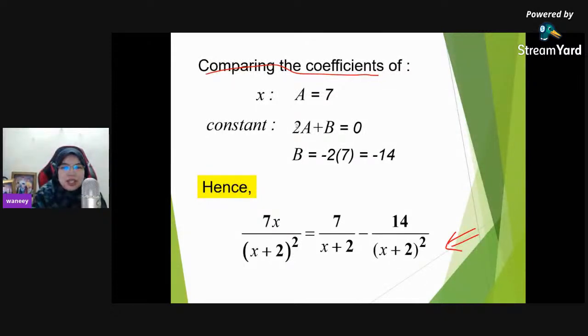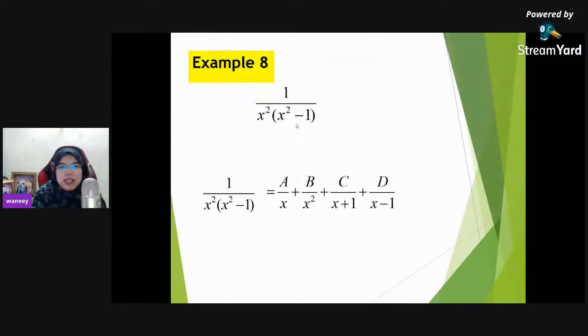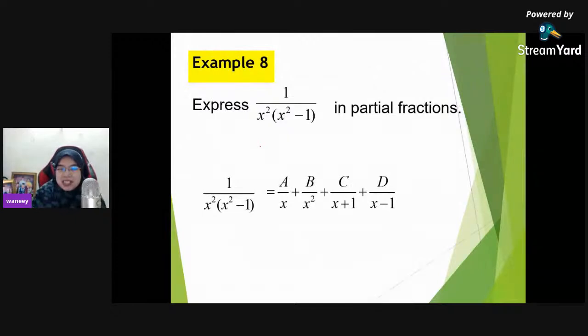Okay, so now done with this, let me proceed with the next one. Example 8. Express 1 over x squared minus 1 in partial fractions. Okay, so whenever you have a quadratic function in your denominator, we should check first, can we factorize them completely or not? In this case, x squared is actually a repeated linear, so that is okay.